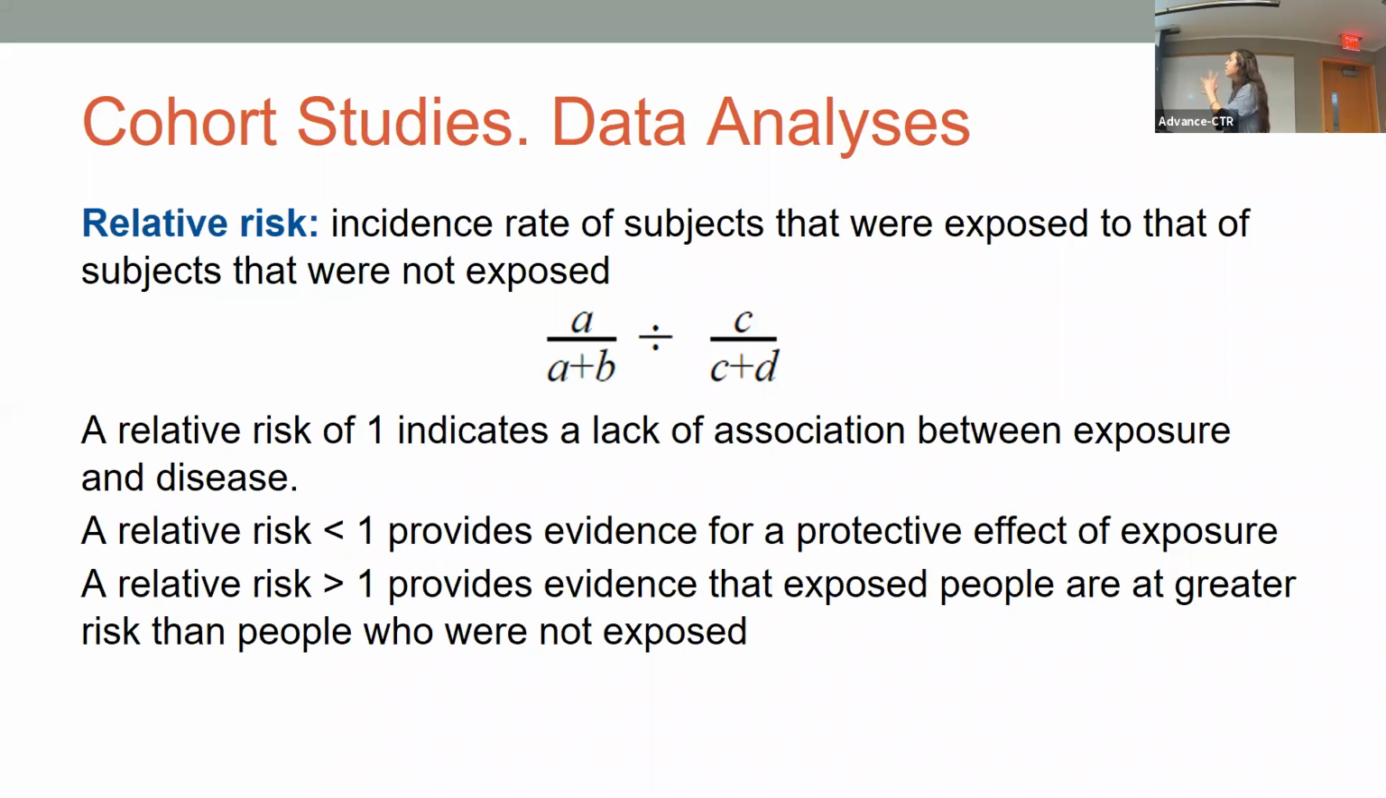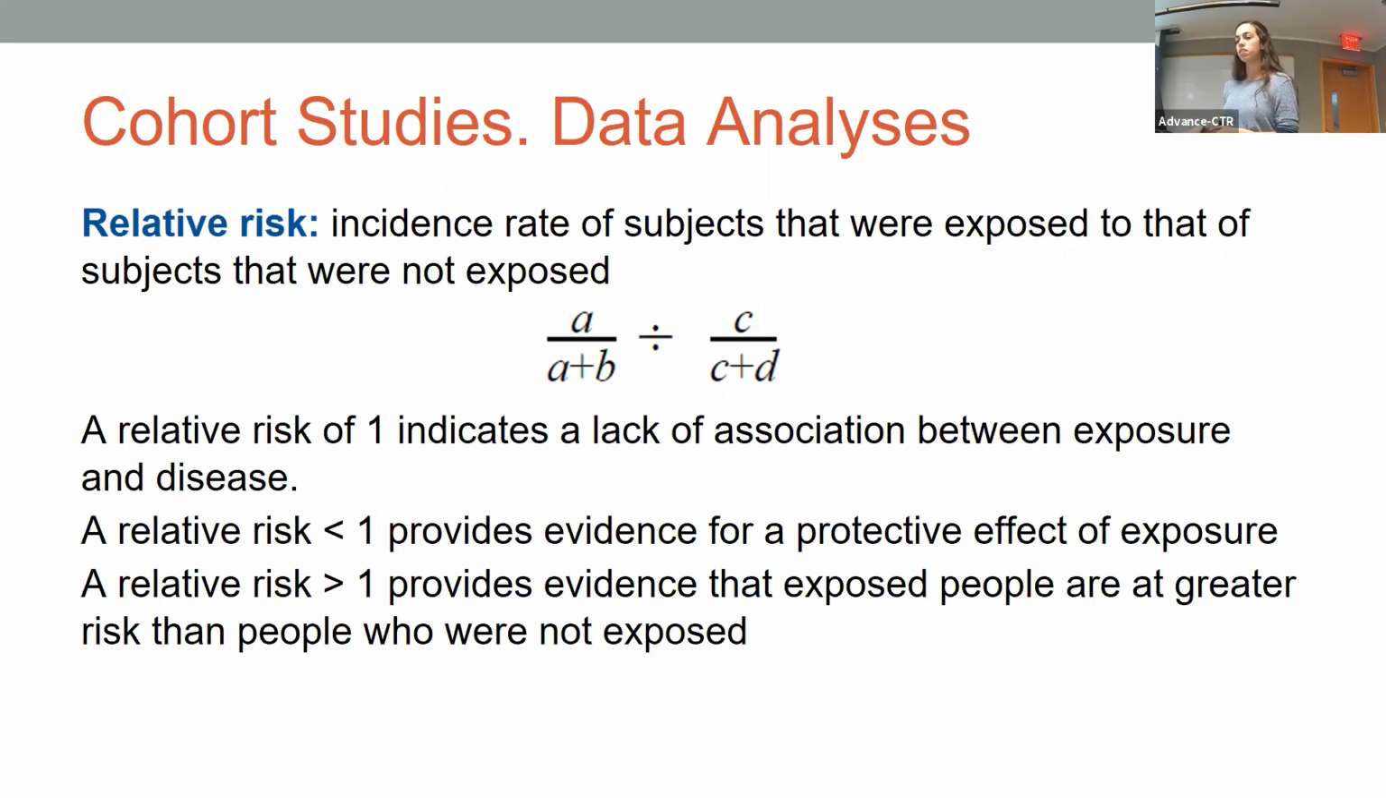So let's untangle that formula a little bit. If A divided by A plus B is the incidence rate of subjects that were exposed, and C divided by C plus D is the incidence rate of subjects that were not exposed, then if the relative risk, so that whole thing, is equal to 1, that means that the first value, A divided by A plus B, is the same as the second value, C divided by C plus D. So if those values are the same, then the relative risk is equal to 1, and the incidence rate of subjects that were exposed is the same as the incidence rate of subjects that were not exposed.